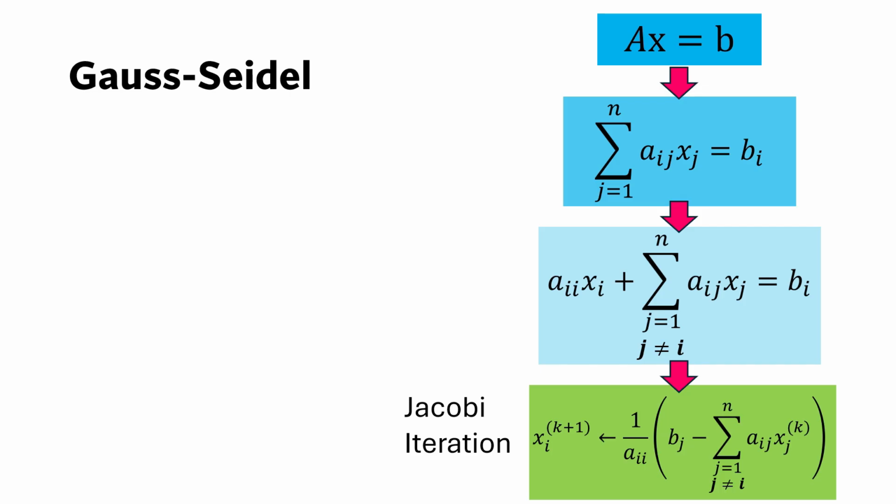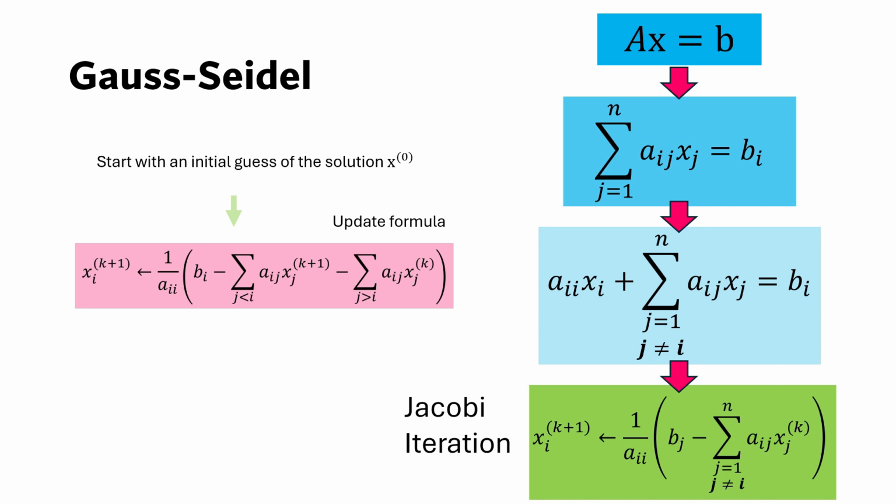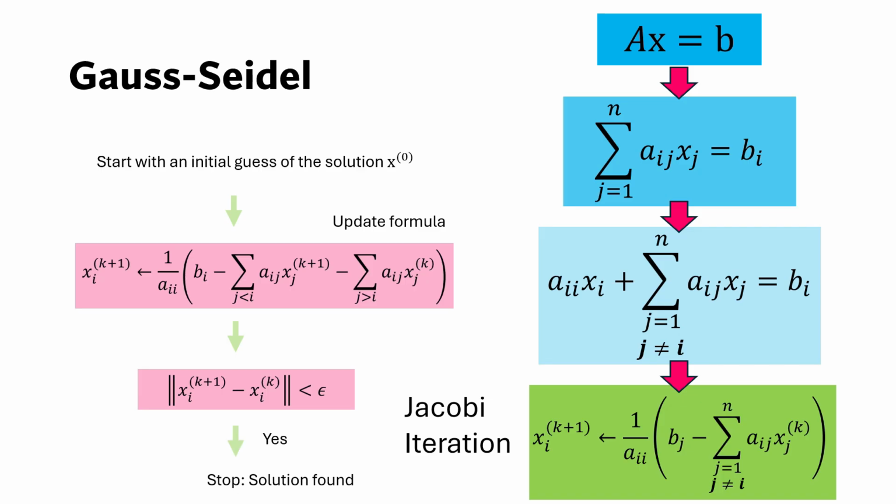It is an iterative method, so the user must provide an initial guess of the solution. This initial guess is then used in the Gauss Seidel update formula to get the new values of x. Then we compare the new and old values. If they meet the stopping criterion, the algorithm outputs the solution, otherwise it feeds the value of x to the update formula for the next iteration.